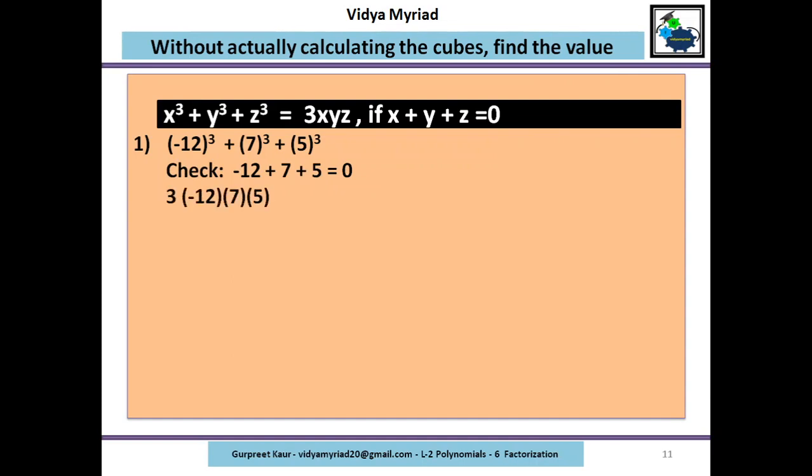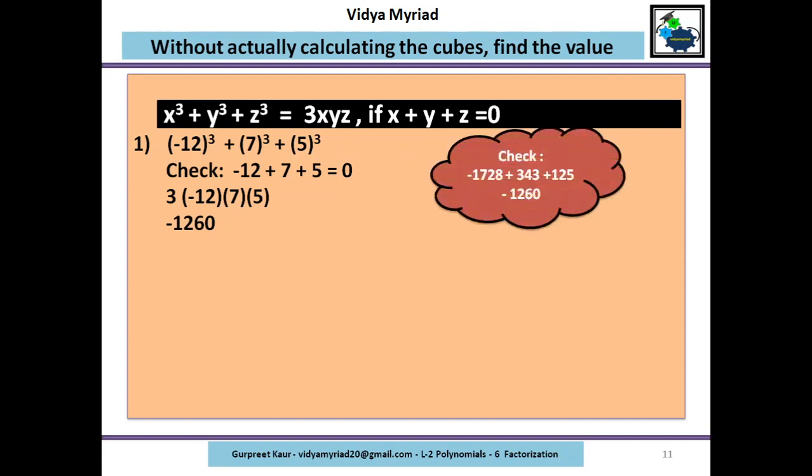So simply put it into 3 into x into y into z, and you will get minus 1260. Instead of calculating cubes of all the three, this is a very shortcut method and very easy to do. Now if you want to check your answer, you can check it. You will get the same result as minus 1260.